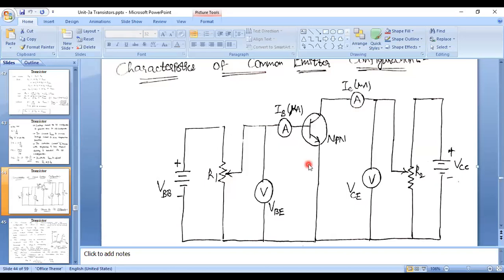This is normally the N type, P type, and N type, and this emitter terminal is going to be grounded.